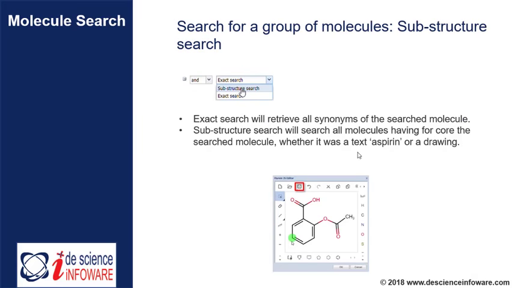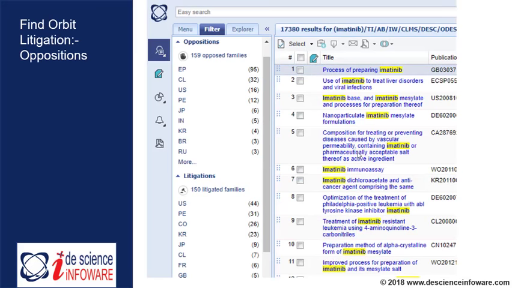One can also draw the molecule structures, which can be further searched based on substructure and exact molecule search. It can also handle variables with respect to the moieties and R groups. It will cover all possible synonyms. Once the results come out, they will be in tabular form, wherein you can further filter the patent results.